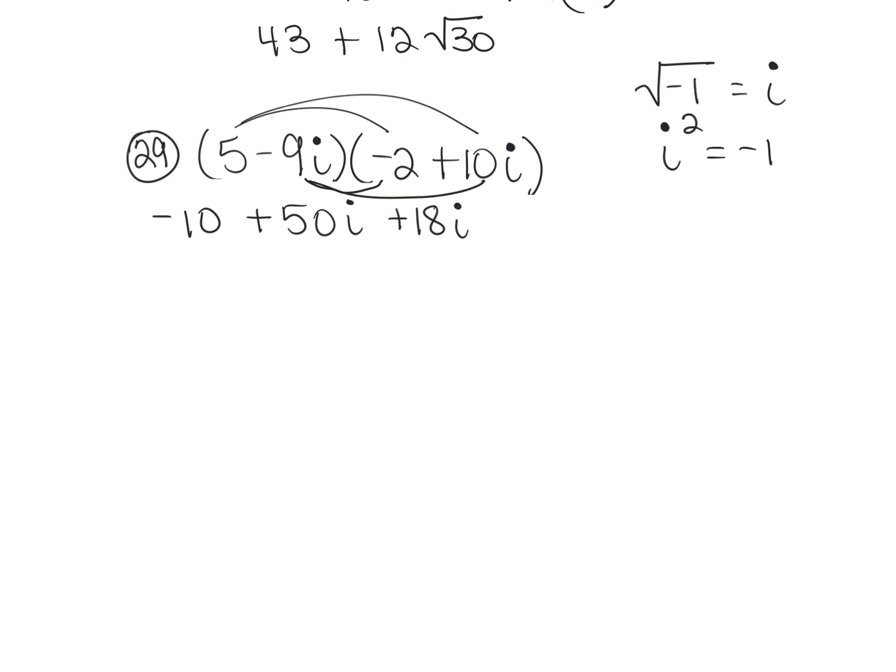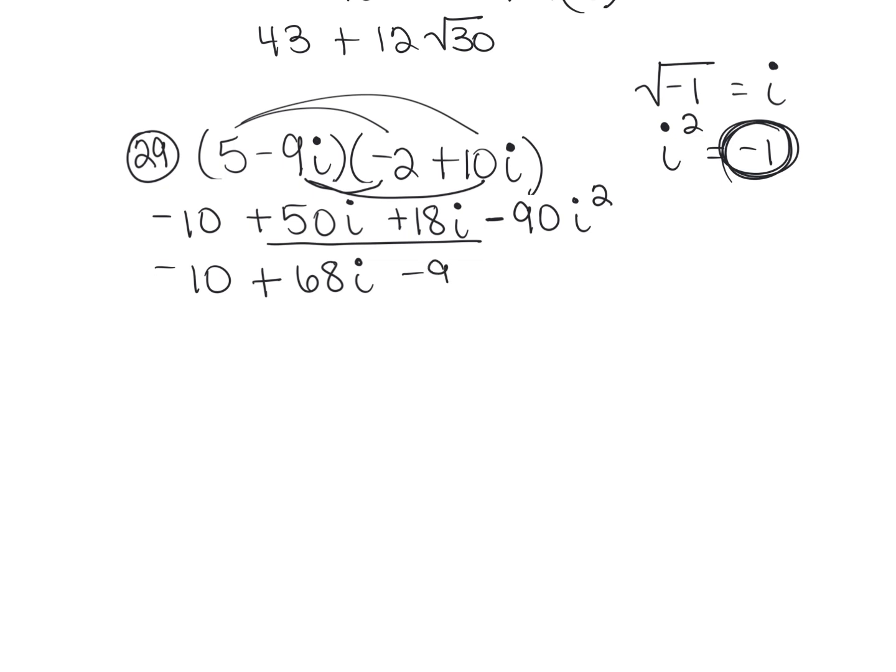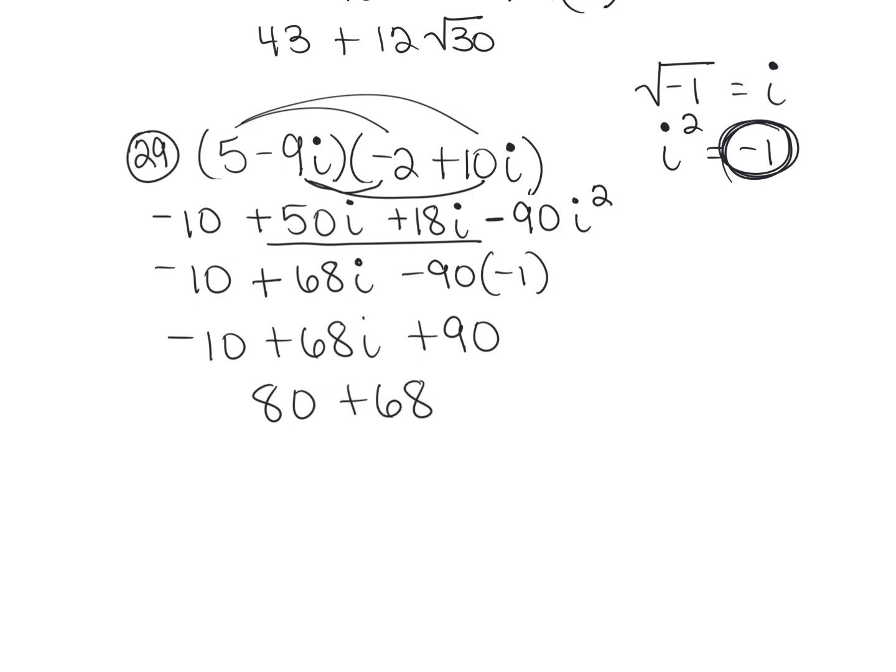And lastly, we have these two. So I have a negative 9 times a positive 10 is negative 90, and then I have i squared. So this is going to come in quite a bit with these i squared, so you have to be careful. All right, this is negative 10. These two can go together because they are like terms, so this is 68i. And then over here, I have negative 90 times negative 1. Well, that gives me positive 90. So I have negative 10 plus 68i plus 90. So 90 minus 10 is 80 plus 68i. And that question is complete.